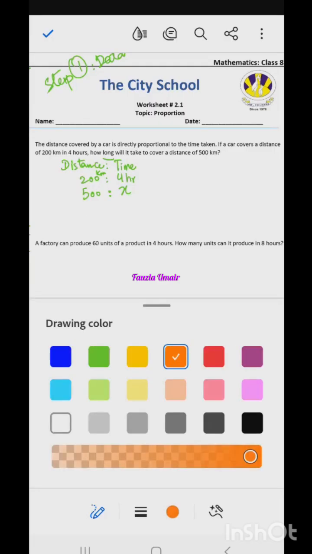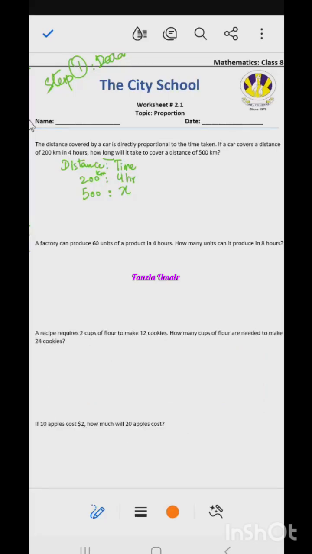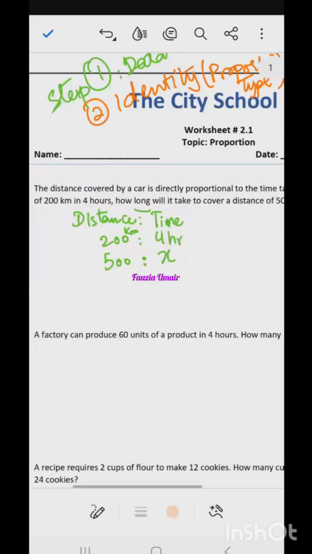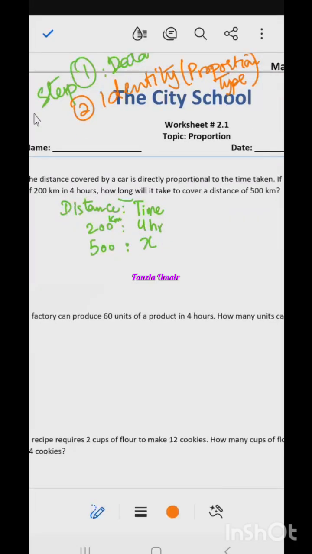So I'm starting step 2. Step 2 is to identify the proportion type, whether it is direct proportion or inverse proportion. Can anyone tell me what kind of relation distance and time have? Ji beta Waleed. It is given in the question as well, it is direct proportion.